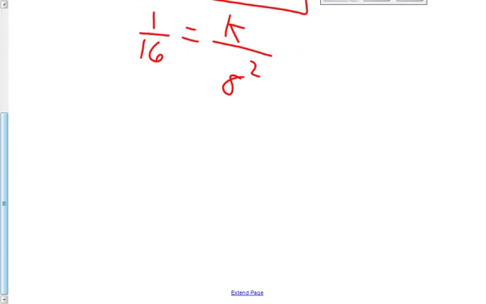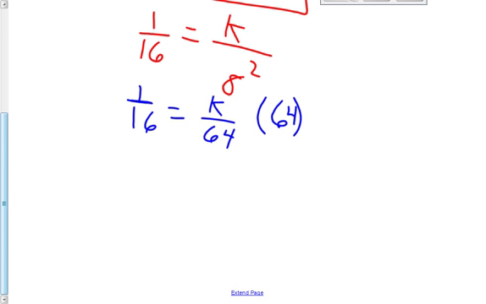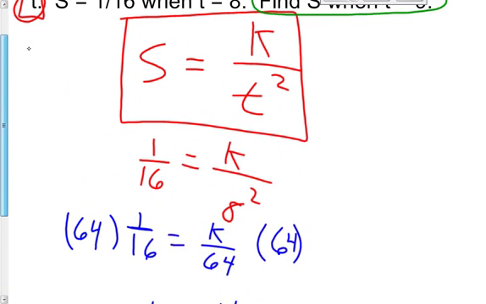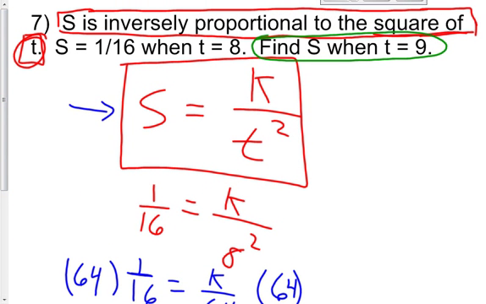So now we know that 1/16 equals K over 64, because that's what 8 squared is. It is 64. So now let's multiply both sides by 64 to isolate our variable K. So K equals 1/16 times 64. If you do that, our constant of variation is 4. K equals 4. So let's go back to this equation where we started off with.